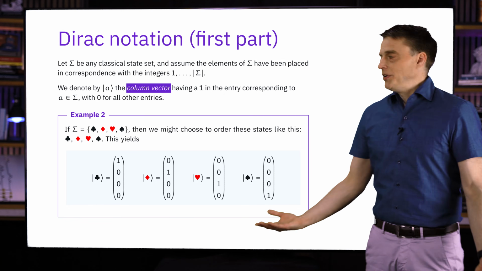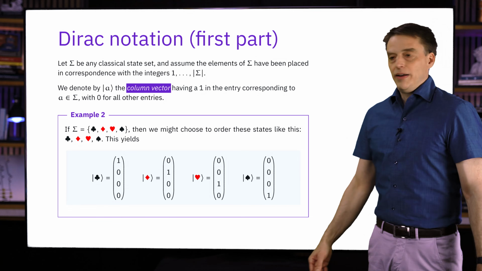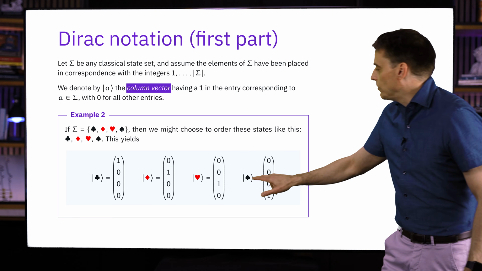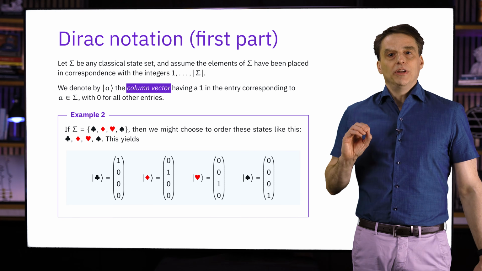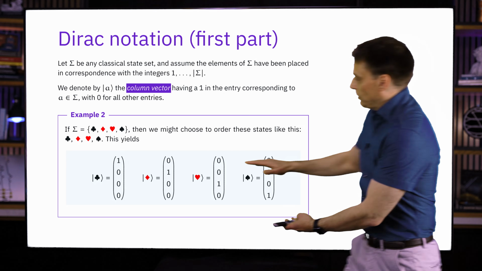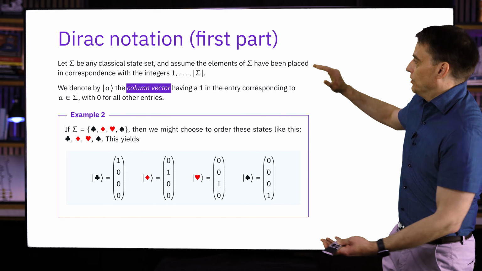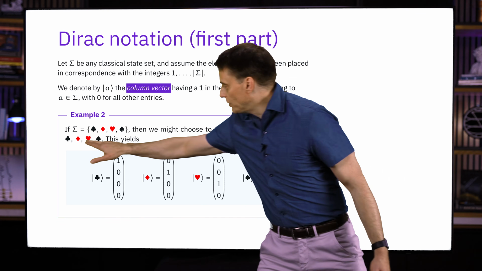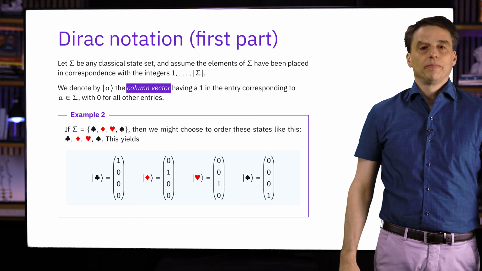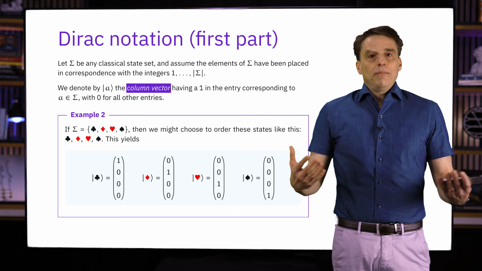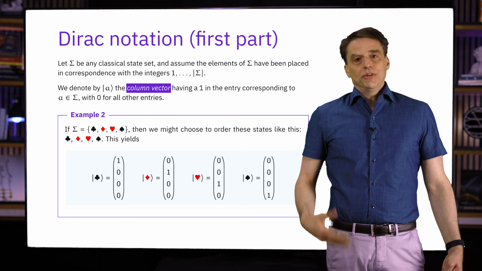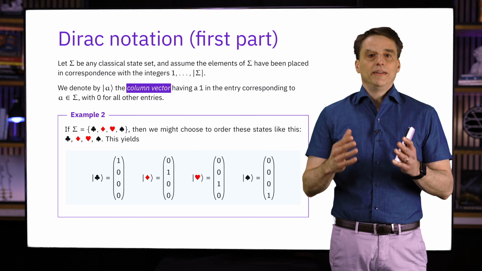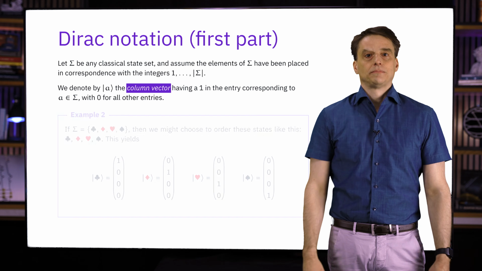Assuming that we've picked this particular ordering, we define these 4 vectors: ket clubs, ket diamonds, ket hearts, and ket spades, as you see right here. These vectors correspond to the general description that you see up here, given that we've chosen this particular ordering for these 4 suits. We can do the same thing for any classical state set that we choose, keeping in mind that classical state set always means finite and non-empty set.